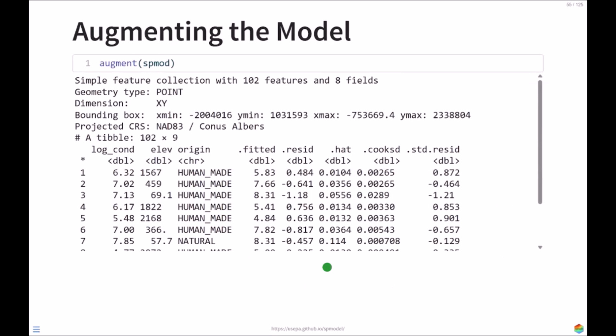The third one is augment, which is my personal favorite. Augment will augment the data used to fit the model with model diagnostics. So we see here that it returns an sf object because the original data was an sf object. We see the data used to fit the model. We have log cond, elevation, and origin, and then we have these five additional columns that are added.